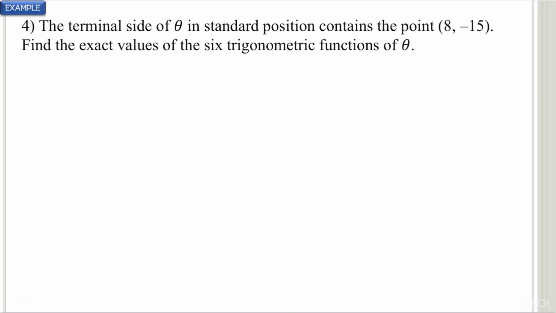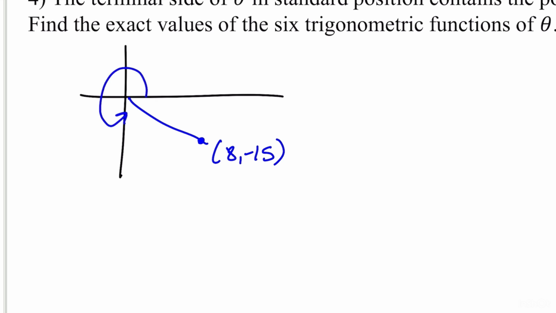It says the terminal side of theta in standard position contains the point 8 comma negative 15. We want to find the exact values of the six trig functions of the angle. So remember, don't stress out about the phrase standard position. It just means that your angle starts on the positive x-axis and moves counterclockwise. Let's draw a little picture. So 8 comma negative 15 is going to be in quadrant 4. I'm going to draw a ray in quadrant 4 here, passing through the point 8 comma negative 15. And then your angle would be that angle there, theta.